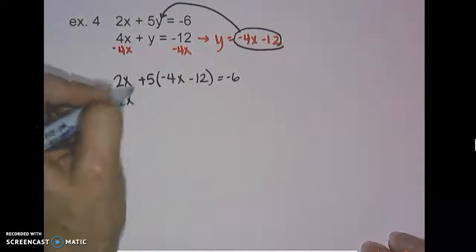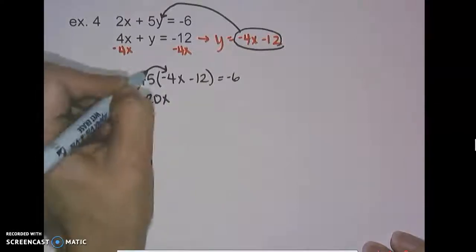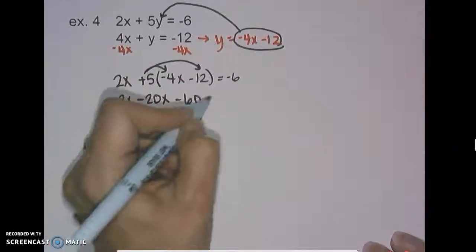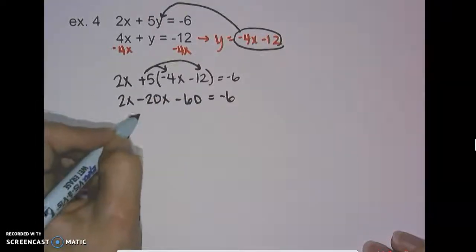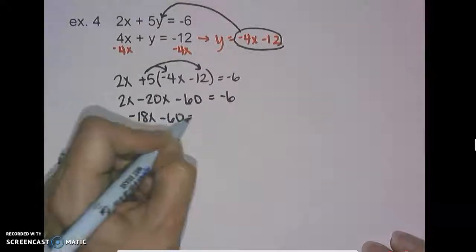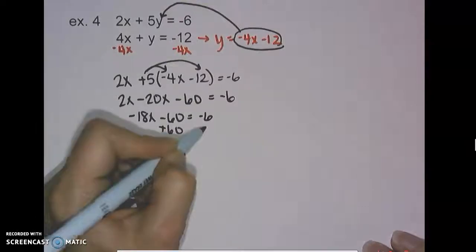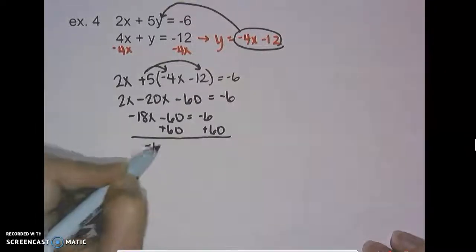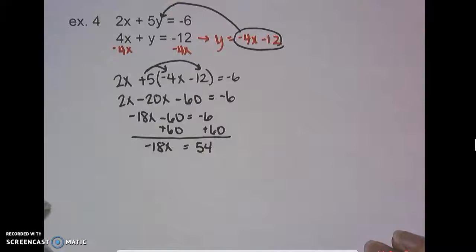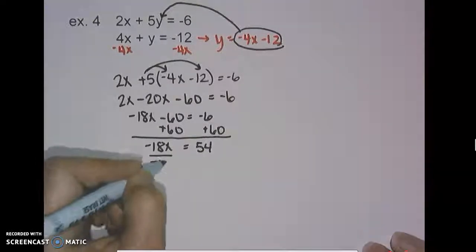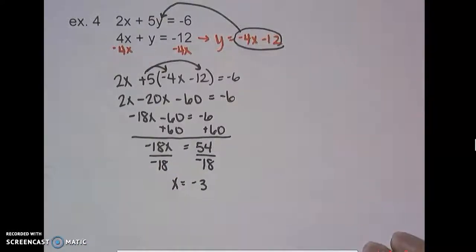To solve this equation then, we're going to distribute. So 5 times the negative 4x is negative 20x. 5 times the negative 12 is negative 60, and that equals negative 6. Simplifying, we get negative 18x minus 60 equals negative 6. We're going to add 60, and negative 18x is going to equal a positive 54. We still don't have what x equals yet, so we're going to keep going. We're going to divide by negative 18 on both sides, and x would equal negative 3.